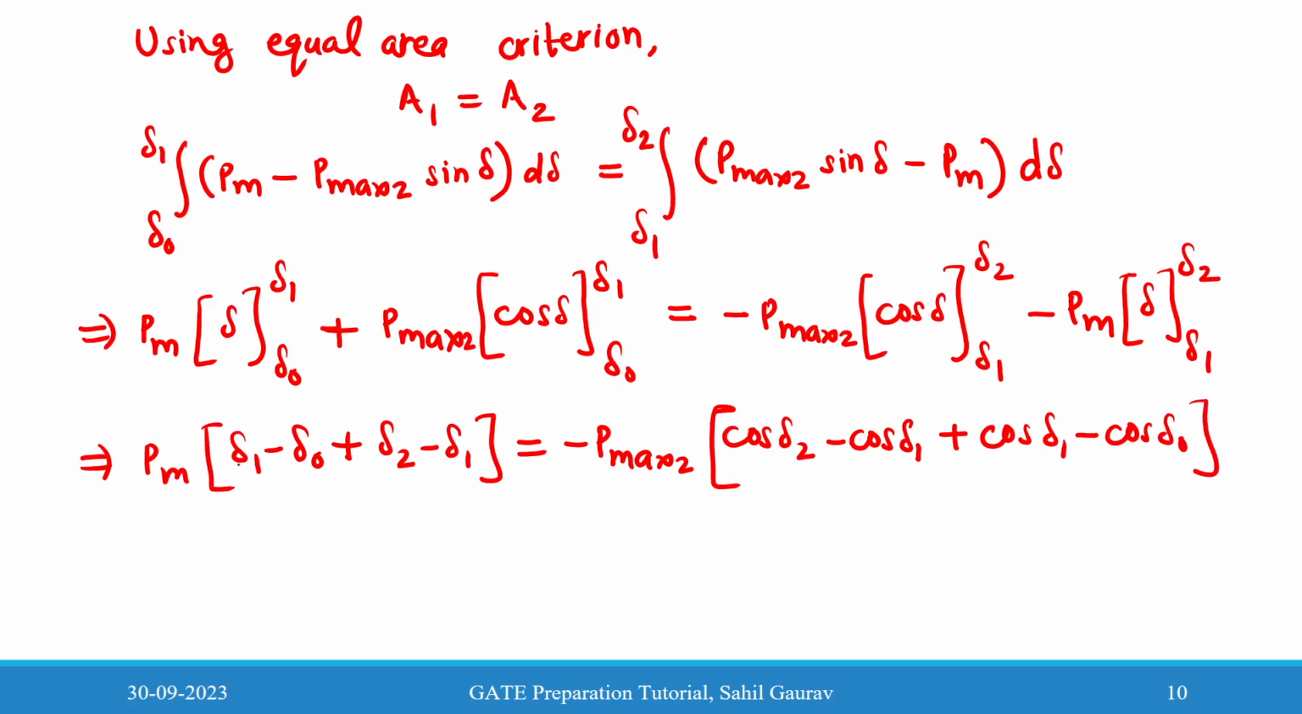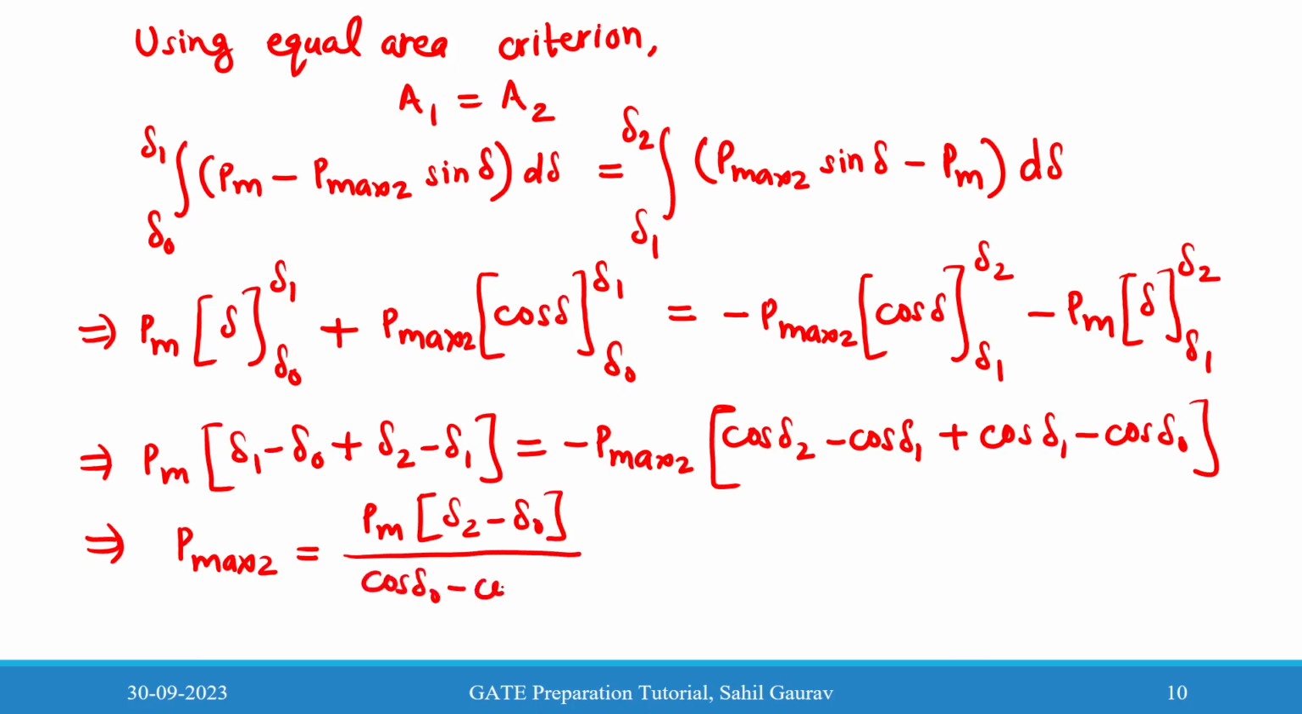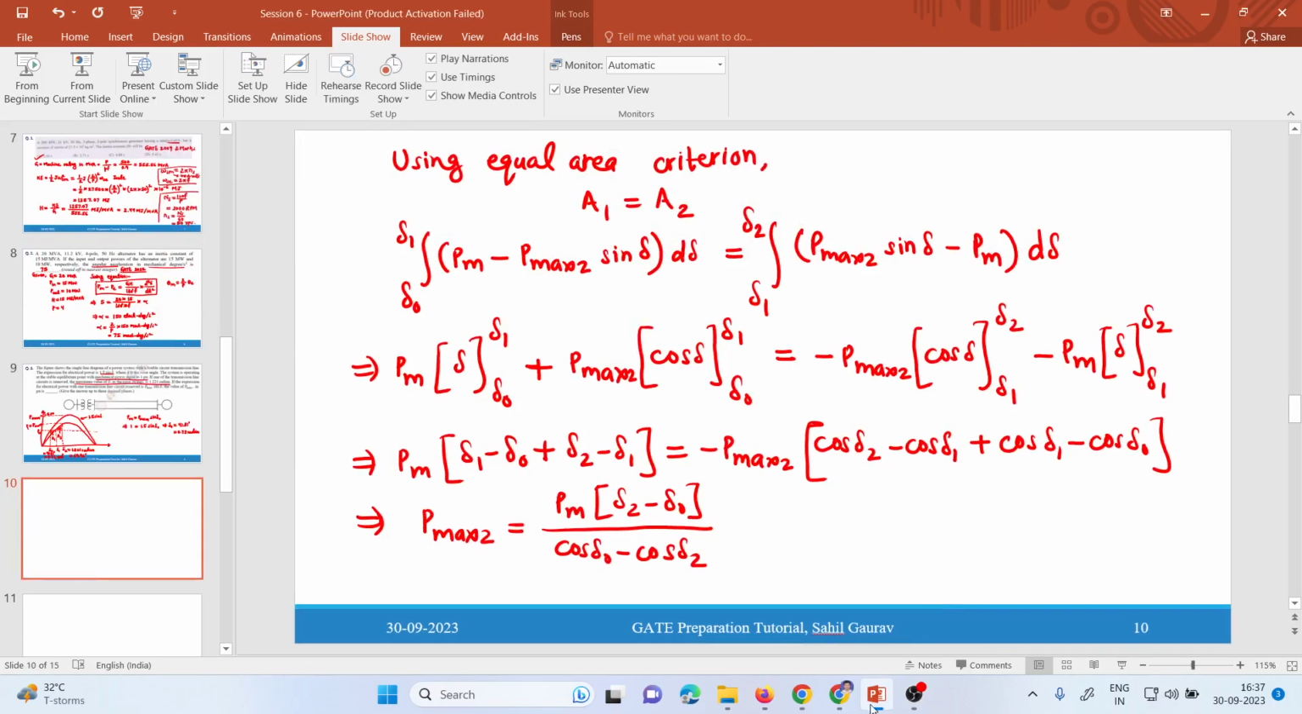So on removing delta 1, we will get P max 2 equals Pm times (delta 2 minus delta naught) divided by (cos delta naught minus cos delta 2). Till here, is there any doubt?